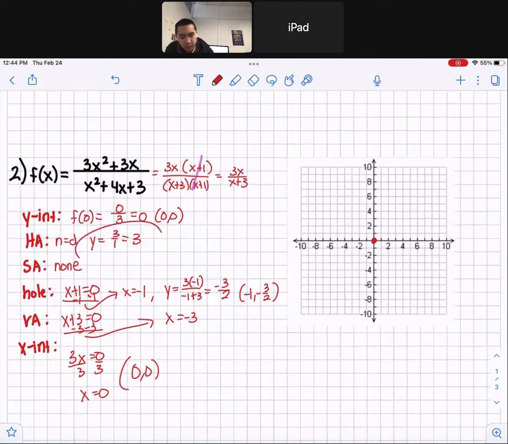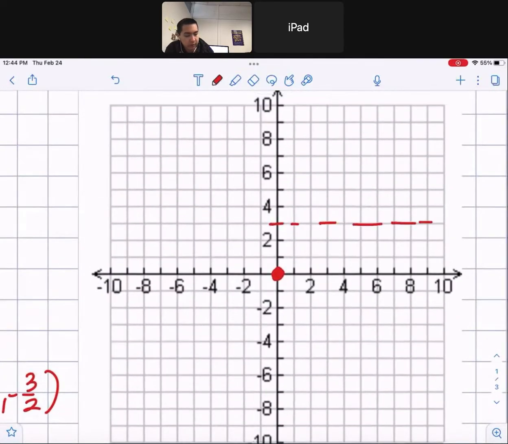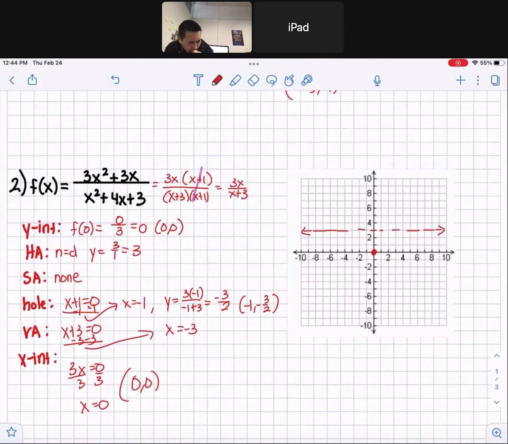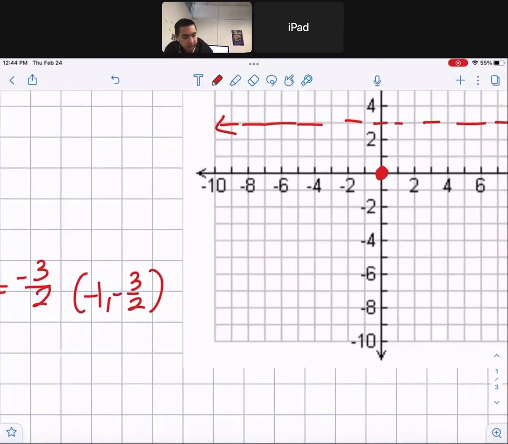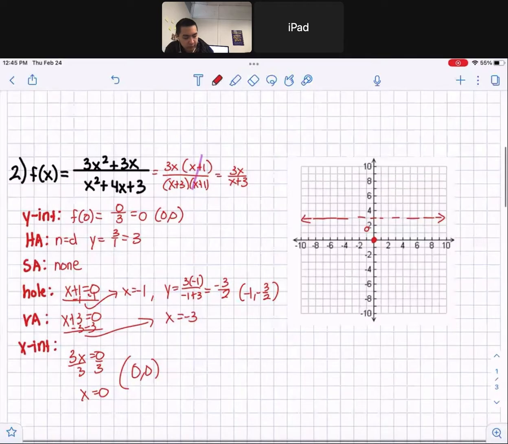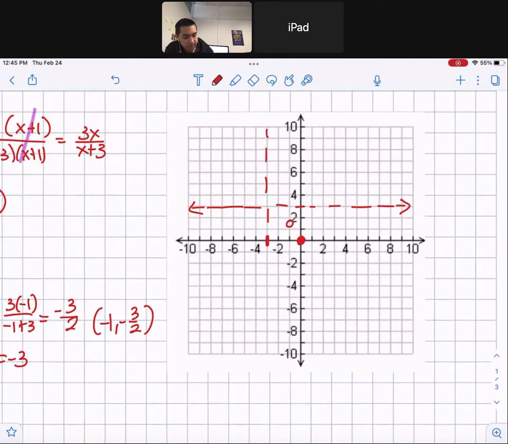Horizontal asymptote is at y equals 3, so go to 3 on the y-axis and draw a horizontal line there. No hole. Oh, there is a hole. Excuse me. There is a hole, which is at -1 comma 3 halves. So it's right there, but it's a hole, everybody. And then we have a vertical asymptote at x equals -3. So go to the x value of -3 and draw a vertical line there.